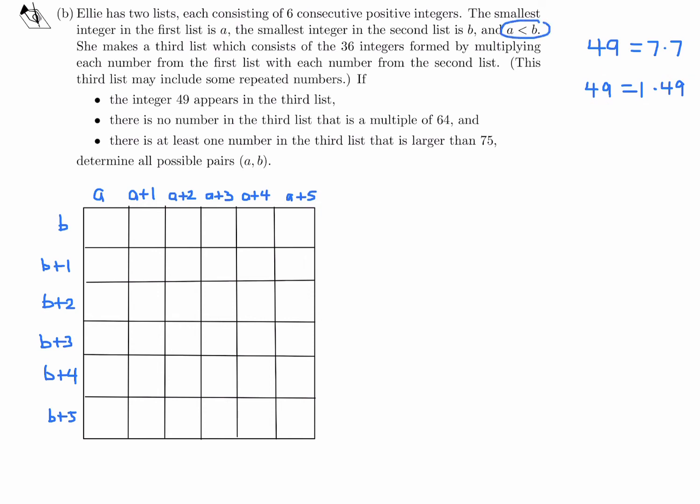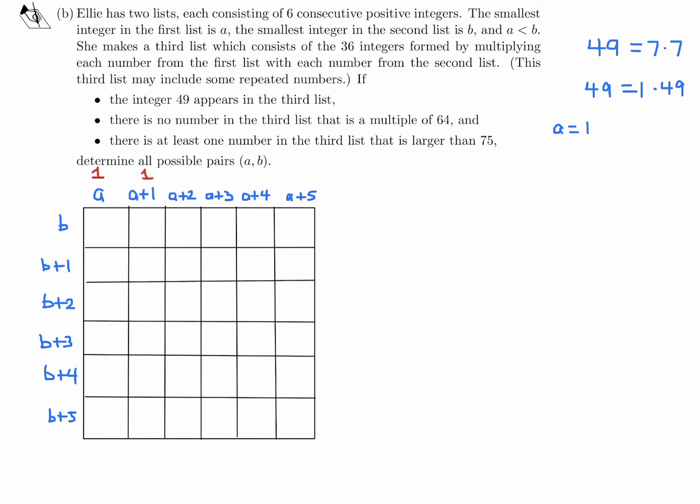This is a key part of the question, that A is less than B. So if A is less than B, obviously my candidate for A is going to be 1. And my candidate for B, well, we'll see. So the 1 is going to go here. And that's the only place where 1 can go. It can't go anywhere here. And I say, well, why? Why can't I put a 1 here?